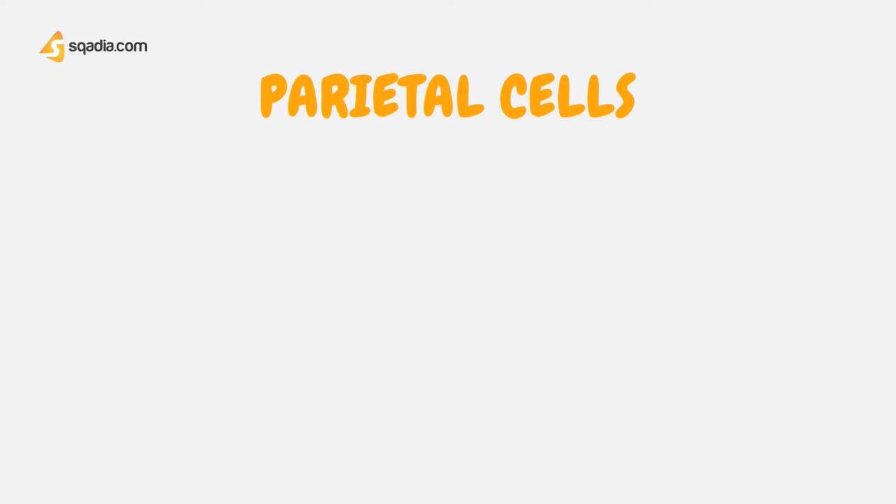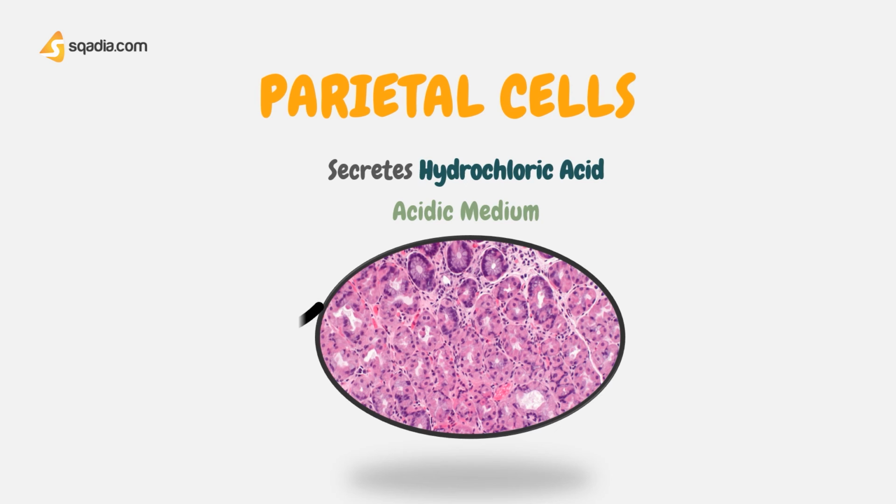Just like the goblet cells, the parietal cells also release a secretion called hydrochloric acid. We can use the word pH to remember the parietal cells along with its secretion. Hydrochloric acid provides an acidic medium to the stomach for its working.